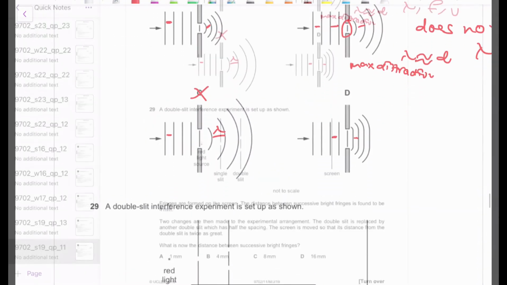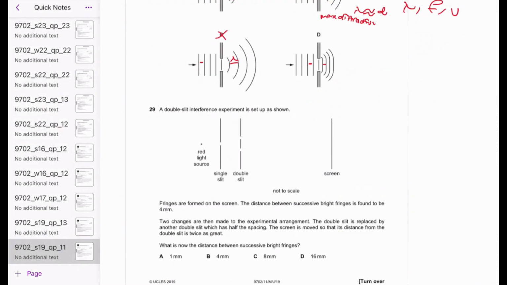Very important. Move on to question 29. We've been given a double slit experiment that is set up as shown. Fringes are formed on the screen. And the distance between successive bright fringes is found to be 4 millimeters. Two changes are made to the experiment and the double slit is replaced by another double slit, which is half the spacing. And the screen is moved so that its distance from the double slit is twice as great.